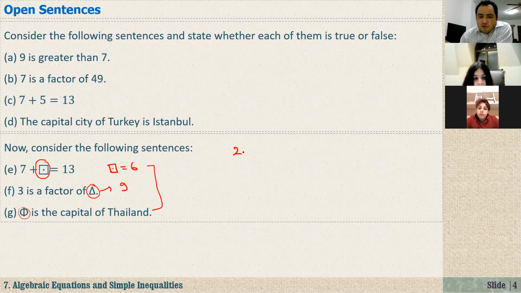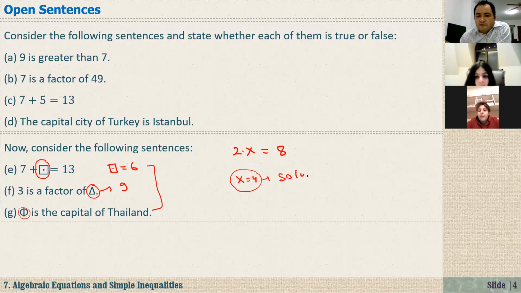If I ask you 2 times x is equal to, for example, let's say 8. Is it true or false? Now you just answer me, okay, Mr. Carson, what is this x? So now if I ask you what value of x makes this sentence or this equation true, or this statement true, you say that x equals 4 makes this statement true, right? Then we call this the solution of this equation, okay?